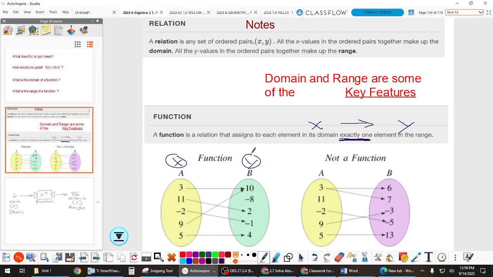Where do you see that fall apart in the second one? I see it fall apart when 3 has a number of 6 and 7. Yeah. So on the left, all 5 numbers only map to one number on the right. On this one, the 3 maps to 2 different numbers. In other words, it outputs 2 different numbers. So it fails to be a function.